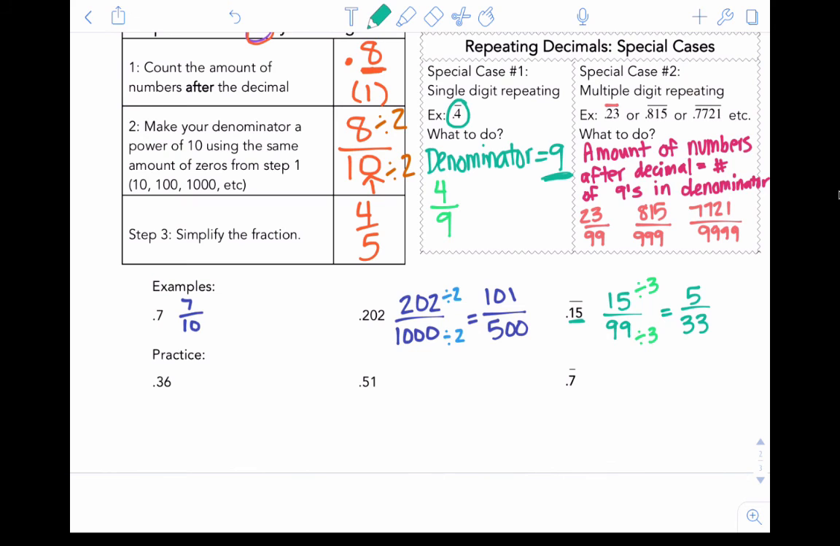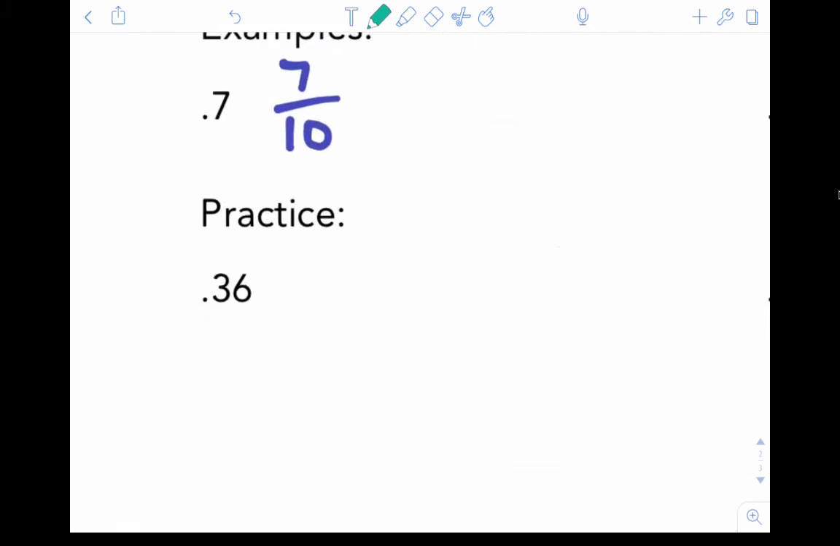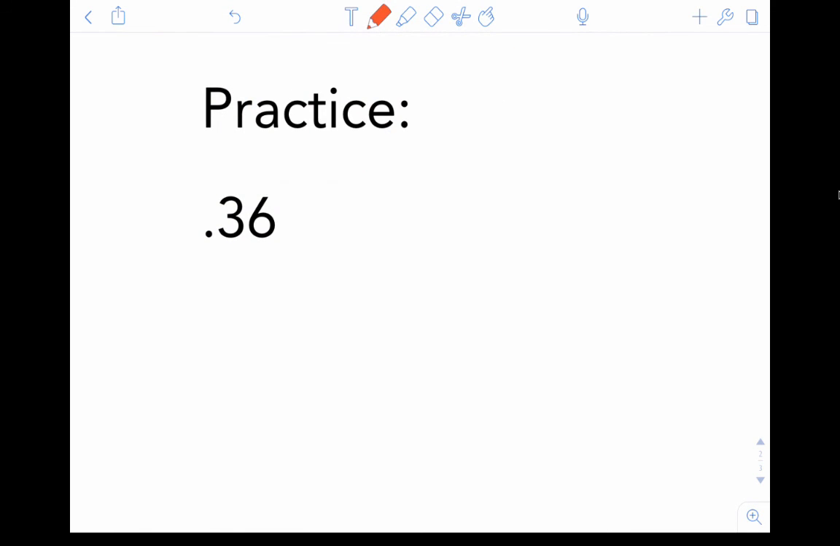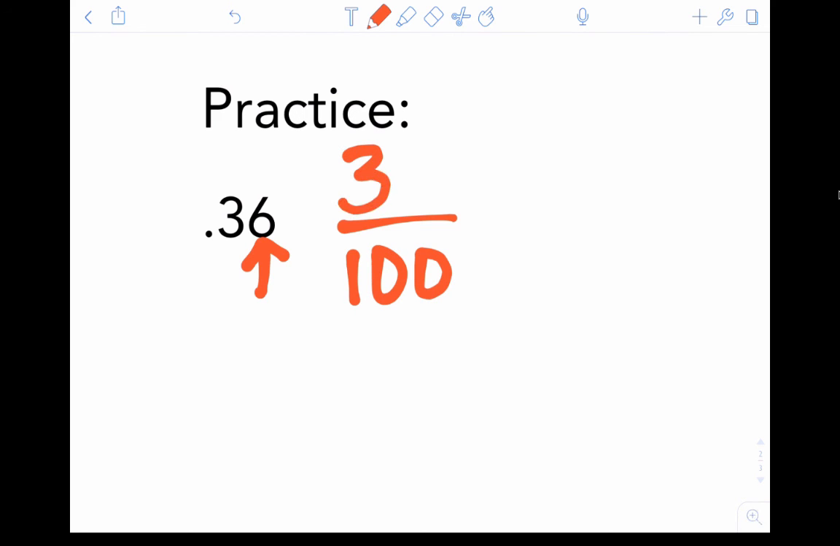There's just a few more practice problems left on this. Go ahead and pause this video, work through these 3 problems, and then play the video to make sure that you are doing these problems correctly. So on 0.36, I'm going to notice that the last number is in the hundredths place, which means that my denominator is 100, my numerator is 36.